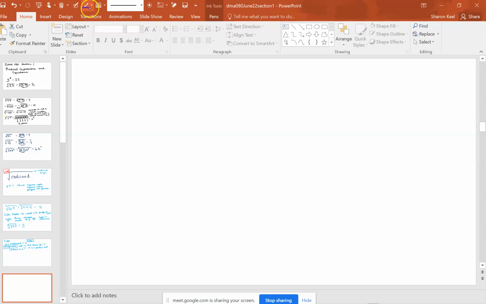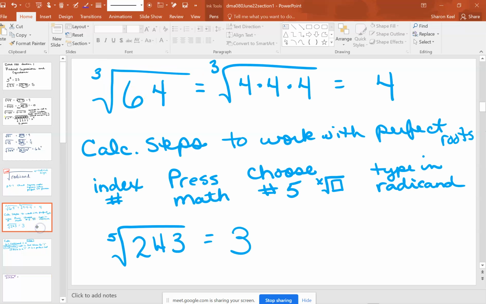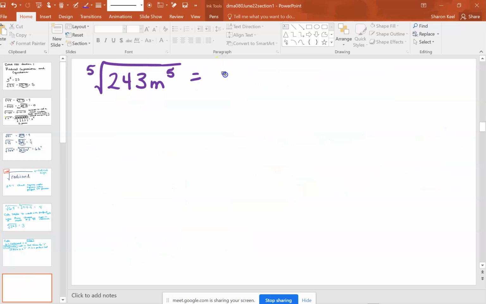If you look in your workbook on page 8-9, we have the 5th root of 243m to the 5th. We just did the 5th root of 243, and what answer did we get? The 5th root of 243 was the number 3. So that number would be a 3. For the m, it's raised to the 5th power, so 5 goes into 5 one time. So the answer for this is just 3m.